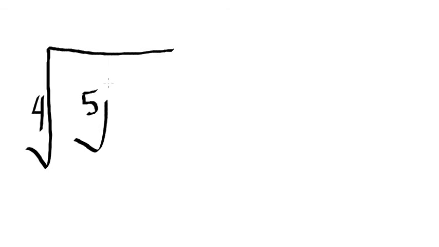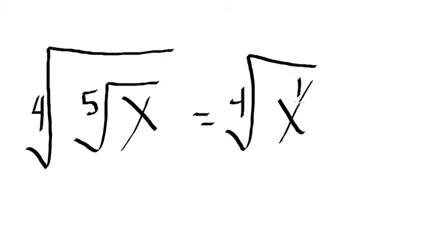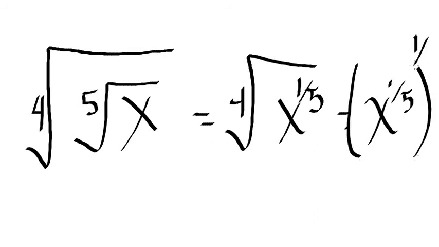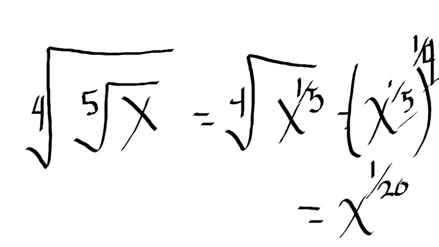What about this one? We have the 4th root of, and underneath that, we have the 5th root of x. Whew, what is that going to be? Well, let's look. So this becomes the 4th root of x to the 1/5. But then that can be written as x to the 1/5, all raised to the 1/4. What do we do with exponents? You multiply them, so this becomes x raised to the 1/20.